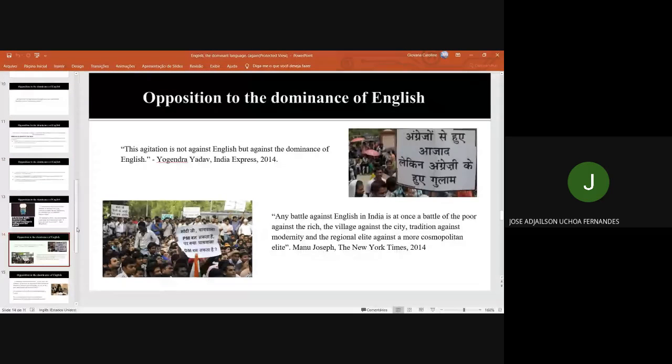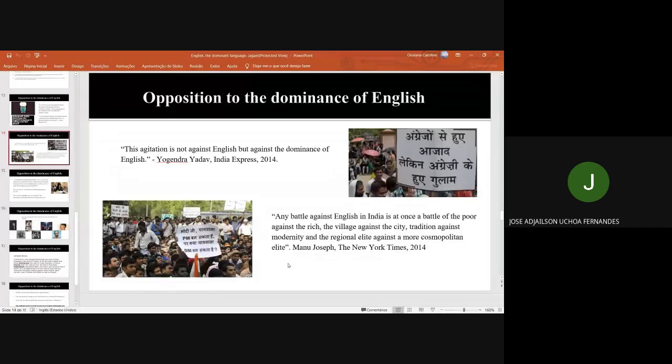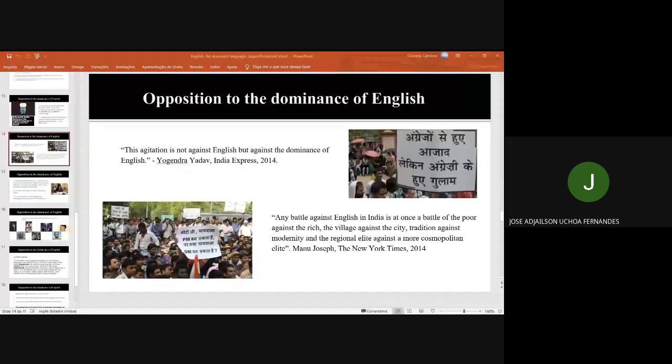I'd reinforce you guys to pay attention to the part in which the author talks about a regional elite against a more cosmopolitan elite. So in India, there is a regional elite. Now, it's what we were discussing about the Brazilian elite just minutes ago, okay? You can move on, Giovanna.